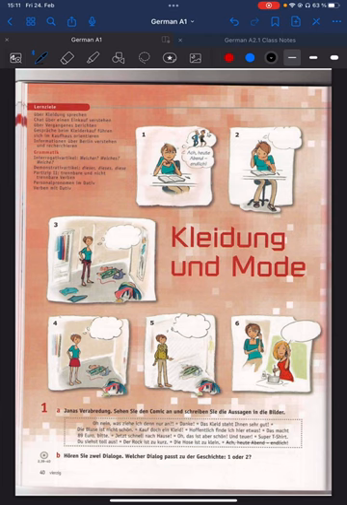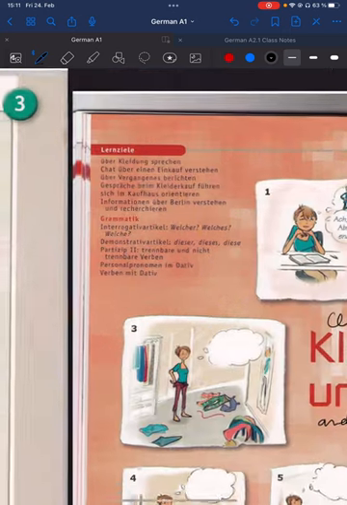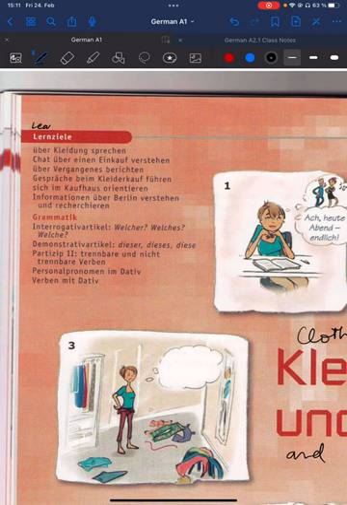In this video we are beginning with Kapitel 10 of Kursbuch, Kleidung und Mode, which means clothes and fashion. Let's begin with Lernziele, which is learning objectives. Über Kleidung sprechen, to speak about clothes. Chat über einen Einkauf verstehen, to understand a chat about shopping or a purchase.